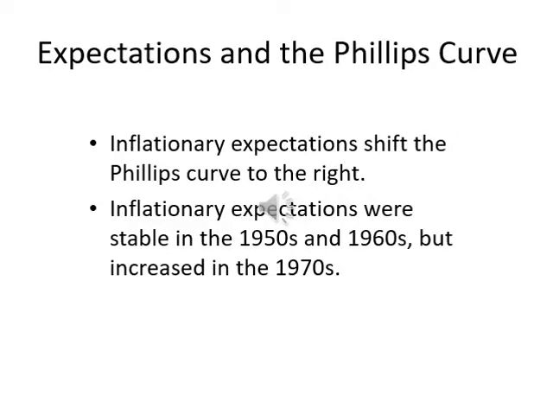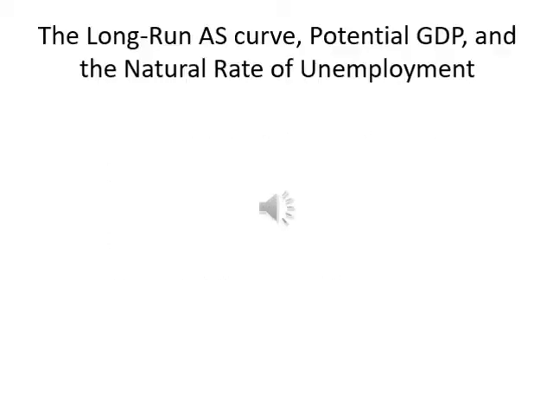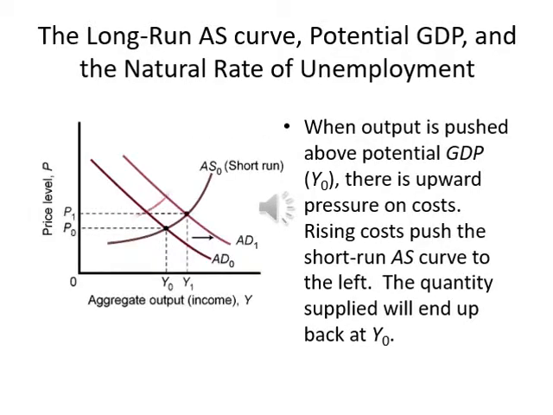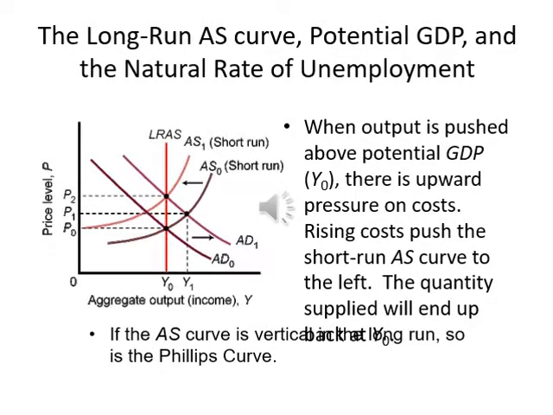The long run S curve, potential GDP, and the natural rate of unemployment. When output is pushed above potential GDP, Y0, there is upward pressure on costs. Rising costs push the short run S curve to the left. The quantity supplied will end up back at Y0.